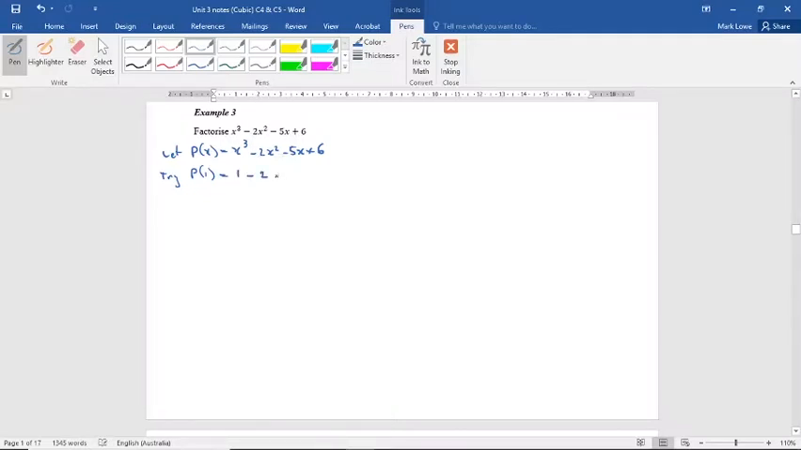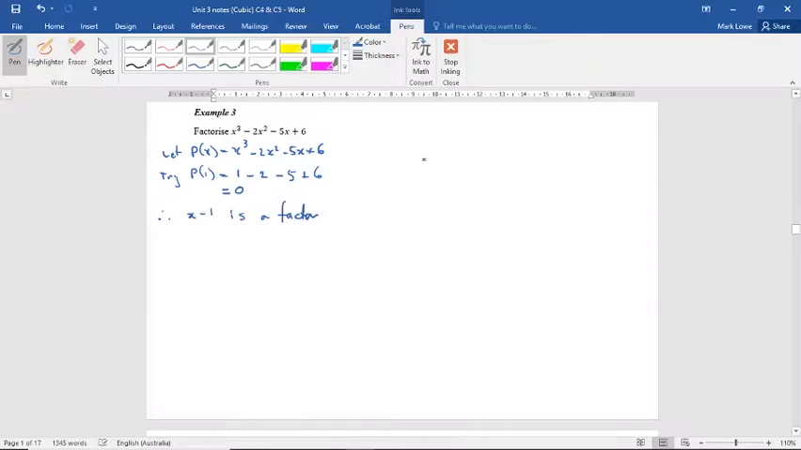Okay, p of 1 will give us 1 cubed, which is 1, minus 2 times 1, which is minus 2, minus 5 times 1 is minus 5, plus 6. Now, 1 minus 2 is -1, minus 5 is -6, plus 6 is 0. Okay, that's convenient. The first one we tried worked. So if p of 1 equals 0, that means that x minus 1 is a factor.